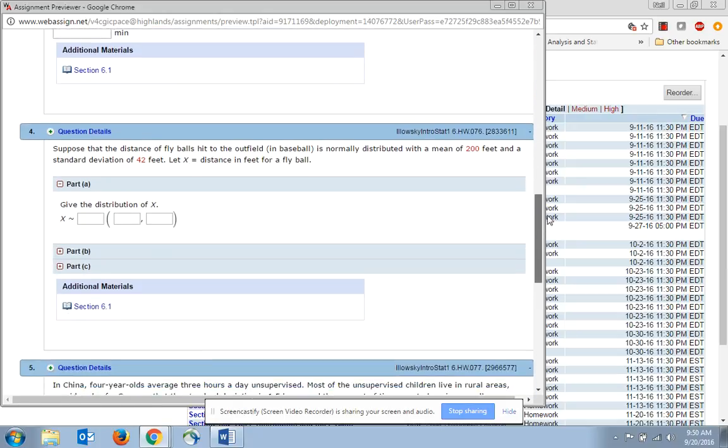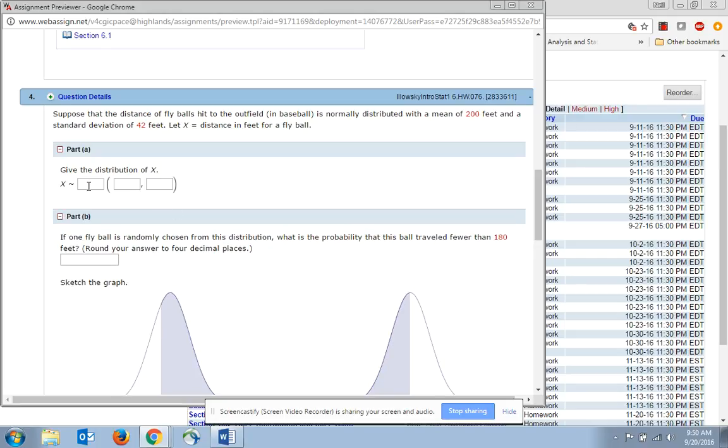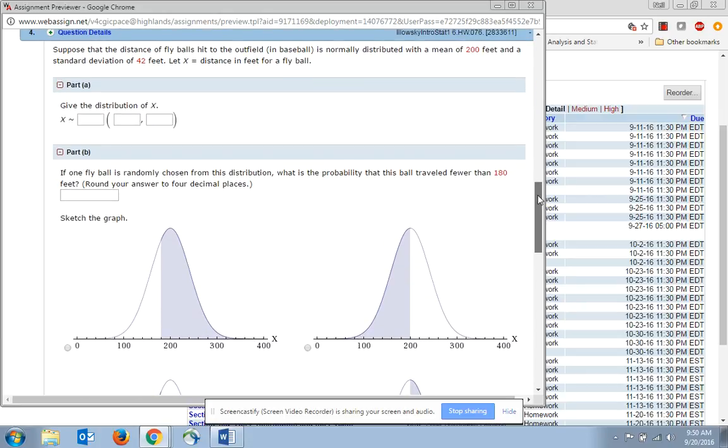Now for number 4, for part A, you're going to write the normal distribution as you see it in the book. If you're confused, again, go watch the videos. I explain how to give the distribution of X. You really want to get this now because as we keep going on, we're going to have different distributions.